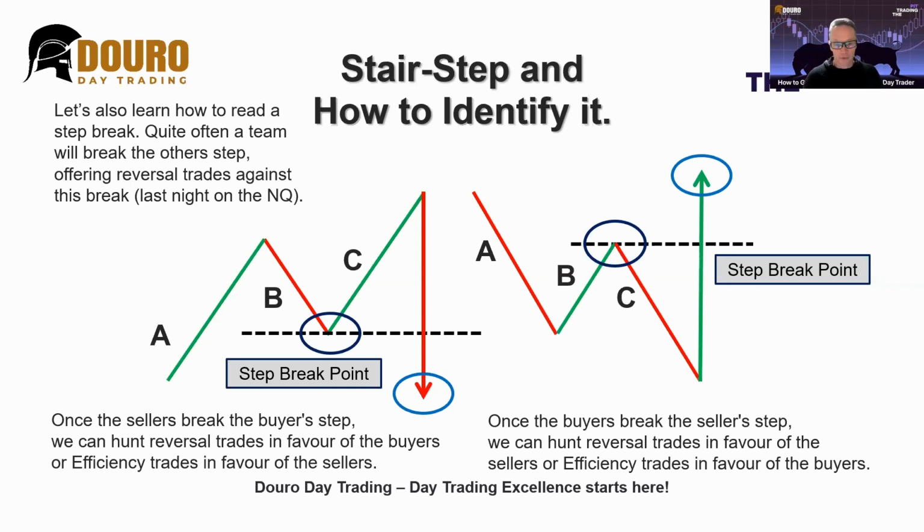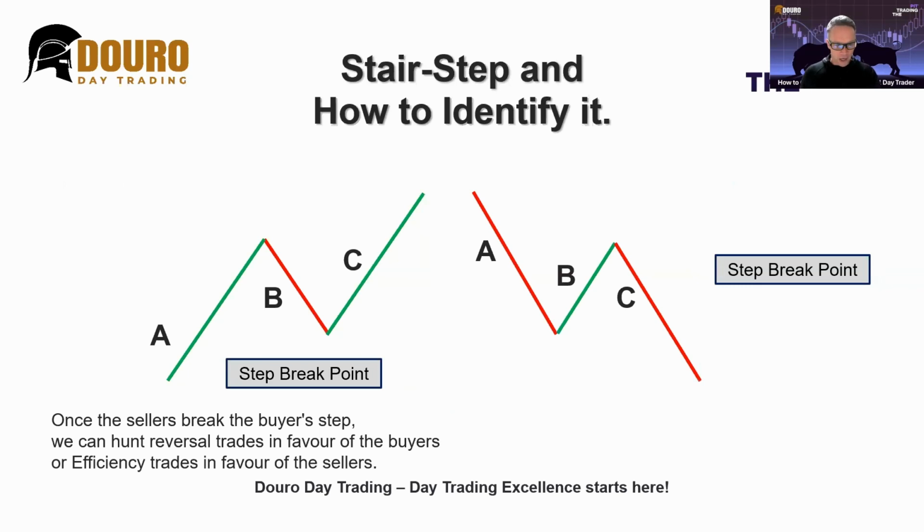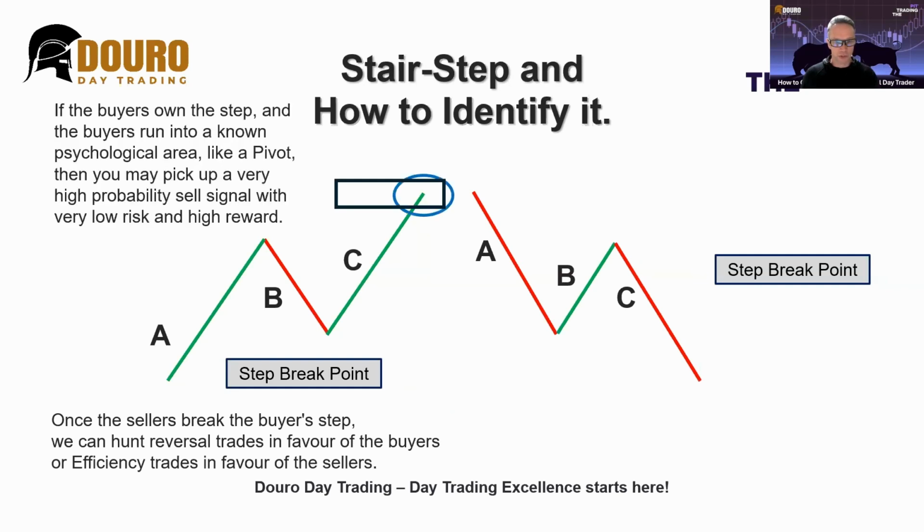Now, again, guys, over there on the right-hand side, once the buyers break the seller's step, we can hunt reversal trades in favor of the sellers, or we can do efficiency strong trades, guys, in favor of the buyers. So we can run with the market in either direction. Guys, it doesn't matter what occurs. We just got to wait for the candle to close and then, guys, judge the trade. Now, I'm going to build through this a little bit further and a little bit faster if I can, because I've got a really, really awesome little point to show you.